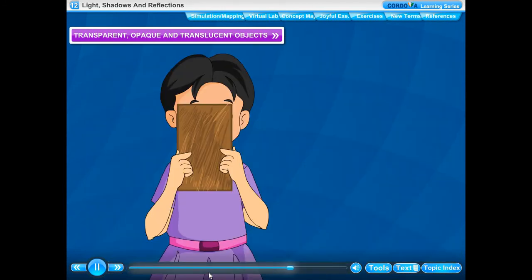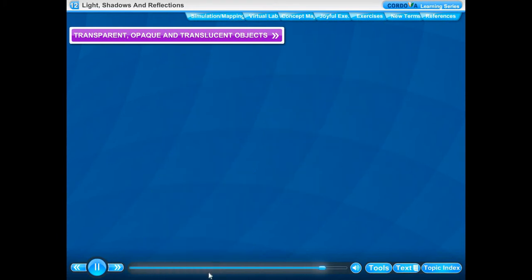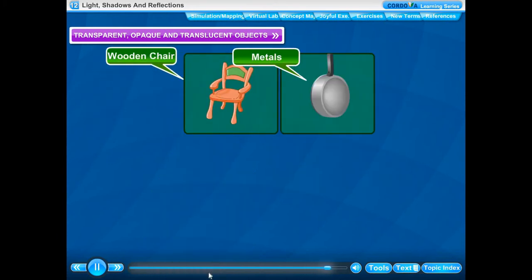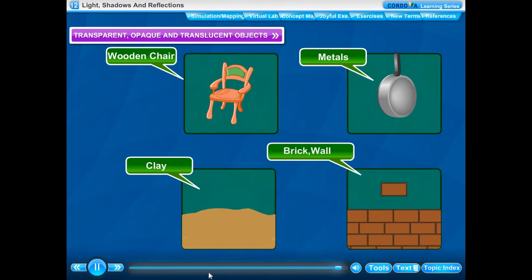The materials that do not allow any light to pass through them and therefore we cannot see anything through them are called opaque materials. Materials like wooden chair, metals, clay, brick, wall and so on are opaque materials.